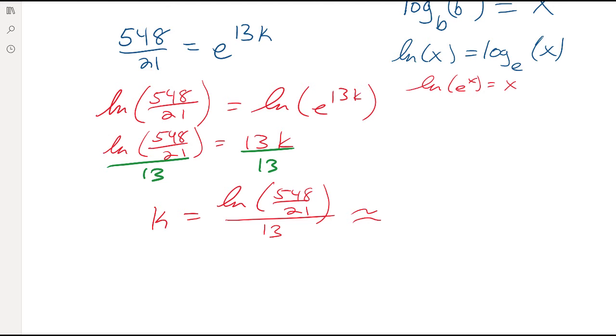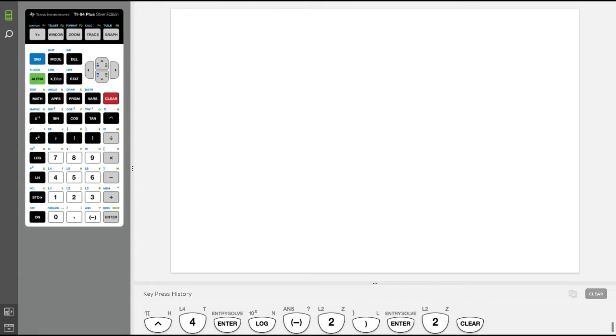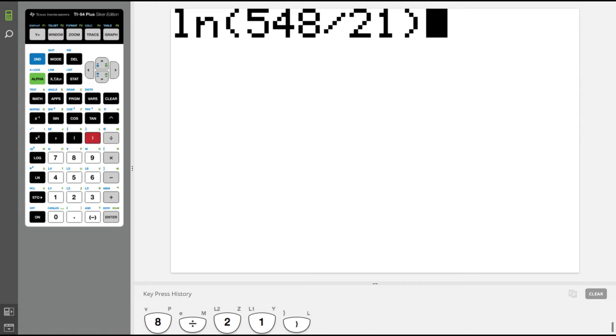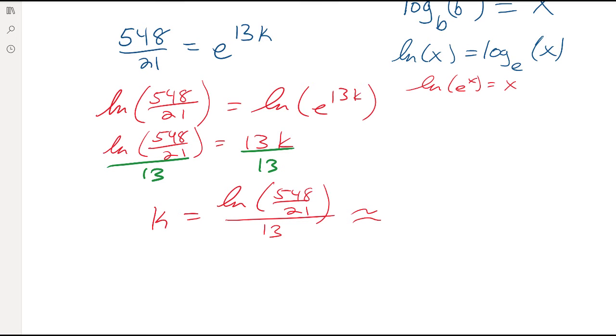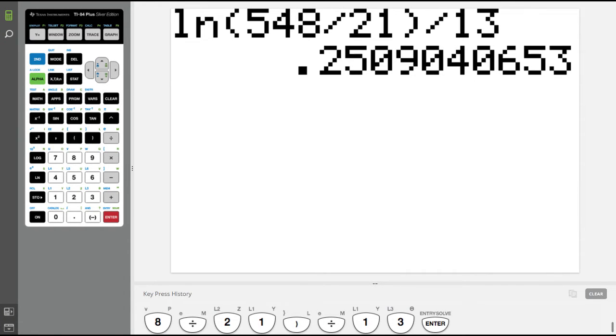And let's get this to 3 decimal places. So let's pull up our calculator. Natural log of 548 divided by 21. That quantity is then divided by 13. Let's make sure our numbers are correct. 548, 21, 13, looks good. Enter, and there we go. 0.251 is our growth rate.